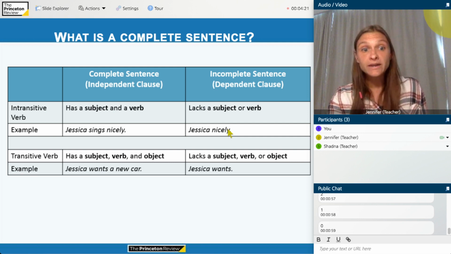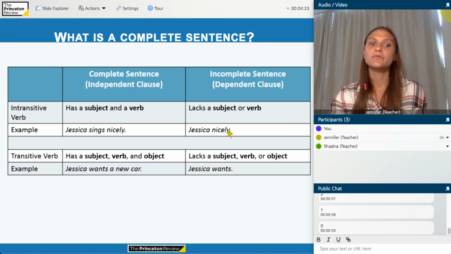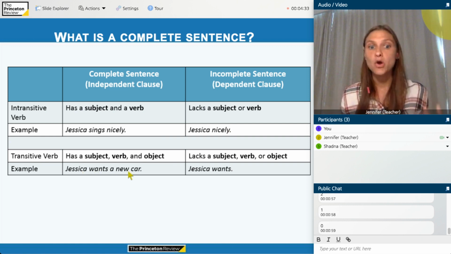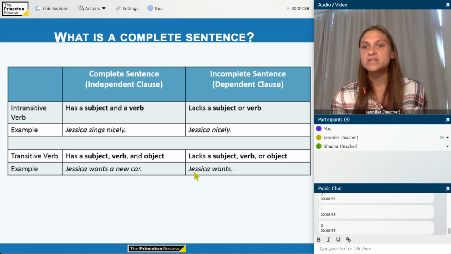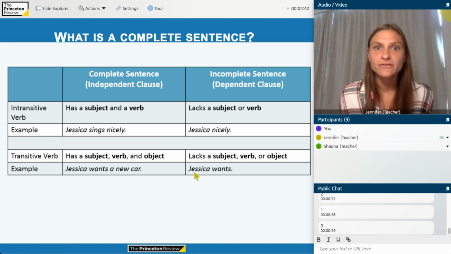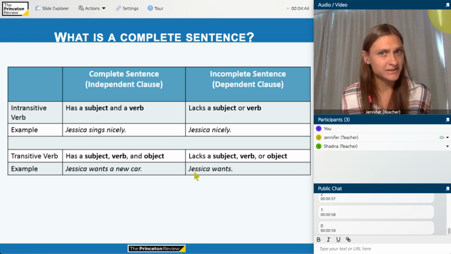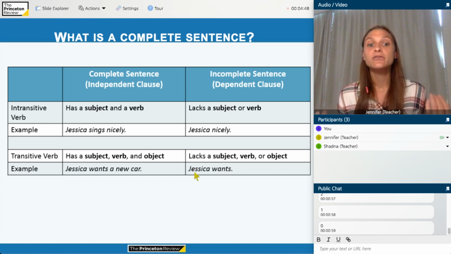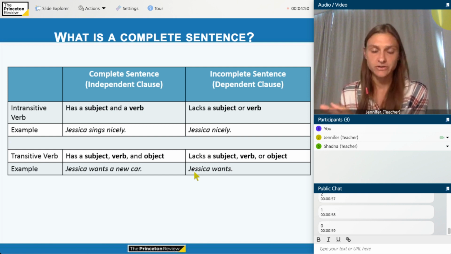Now, when you get into your transitive verbs, these are verbs that need something to come after the verb. So, Jessica wants a new car. That's a complete sentence. We know what it is that Jessica wants. Whereas in the next sentence here, Jessica wants. Well, if I came up to you and said, hey, Jessica wants, you would be like, Jessica wants what? Right? You know something's missing because certain verbs need an object to come after.